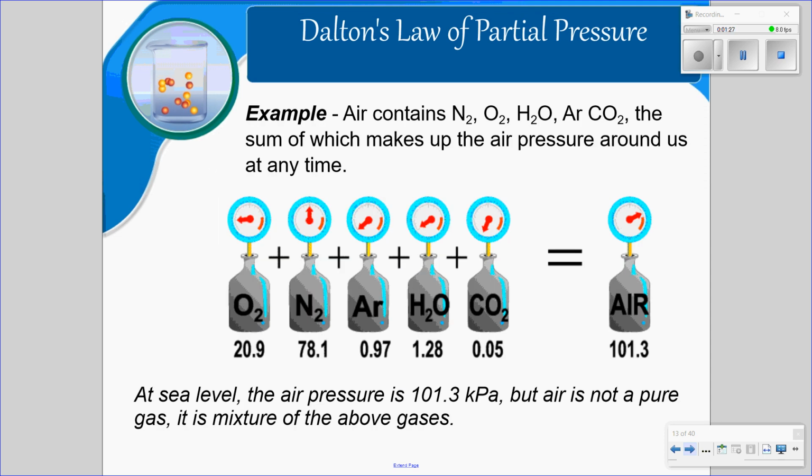So an example is air. Air contains nitrogen, oxygen, H2O, argon, CO2, etc. And the total air pressure is 101.3. So if you were using our equation, that'd be P total equals P1 plus P2, etc. P total would be 101.3. So you can see down here at the bottom, we've got all of the individual pressures for each gas that makes up air as we know it. And if you added those all up, it would equal 101.3.